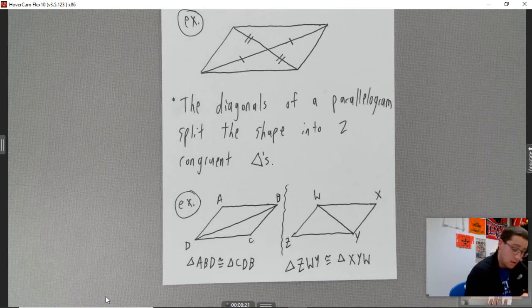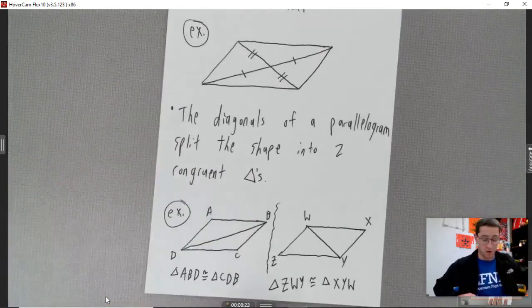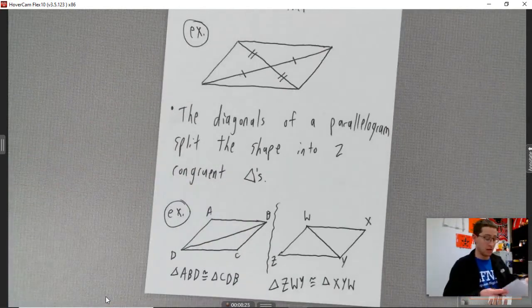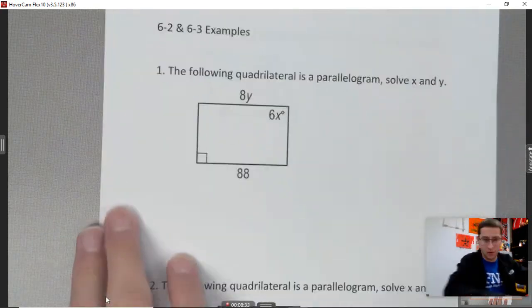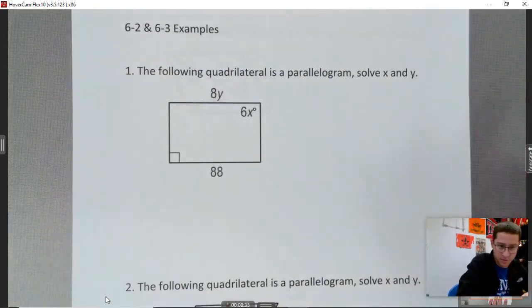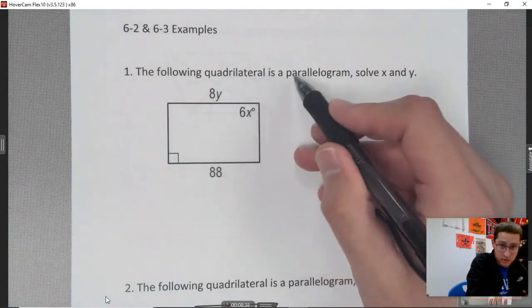So those are the properties of a parallelogram, the definition of a parallelogram, and also the definition of a diagonal. Let's go ahead and get to the examples. So 6-2 and 6-3. The following quadrilateral is a parallelogram.